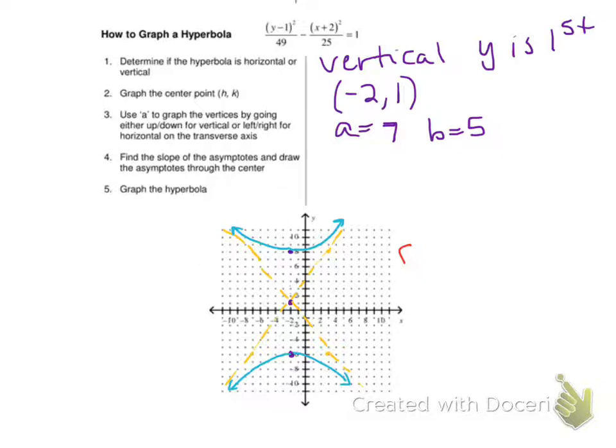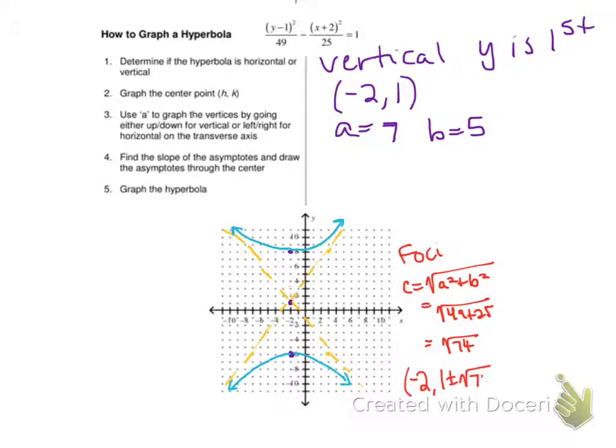Next I'm going to find the foci using the equation, the square root of a squared plus b squared. That's the square root of 49 plus 25, which is the square root of 74. So my foci are -2, 1 plus or minus the square root of 74, and then I can draw those in if I would like. Okay, so that's how to graph it.